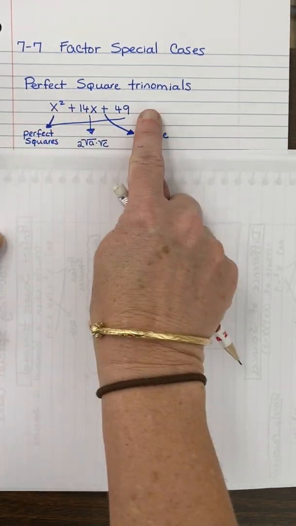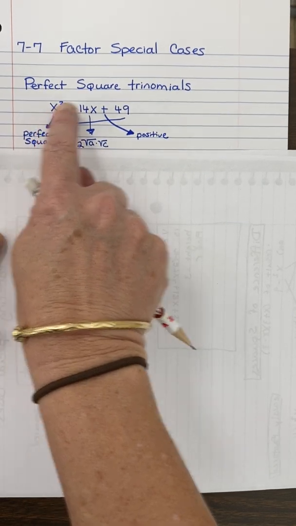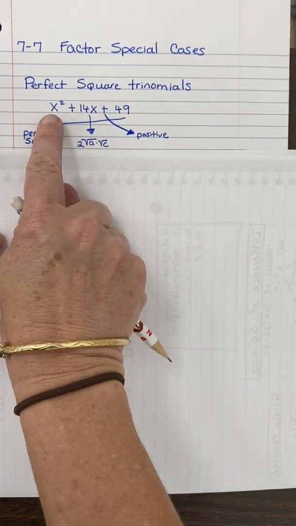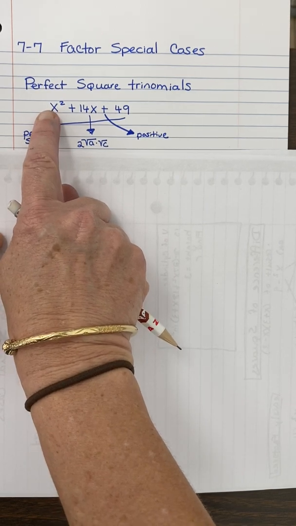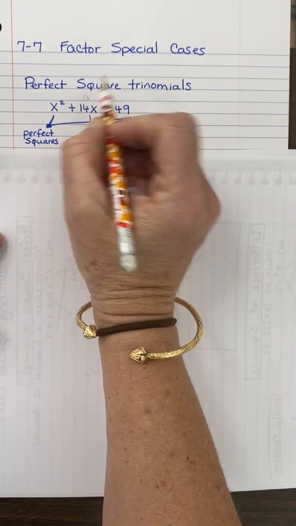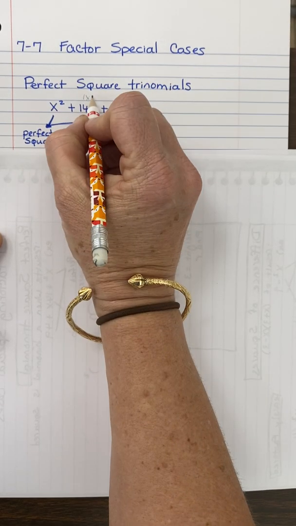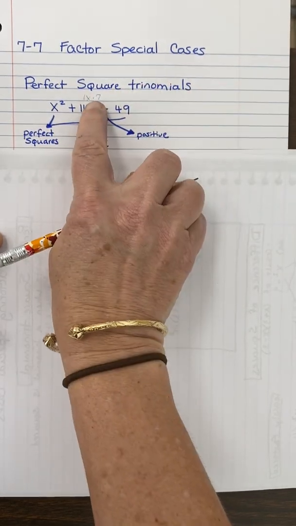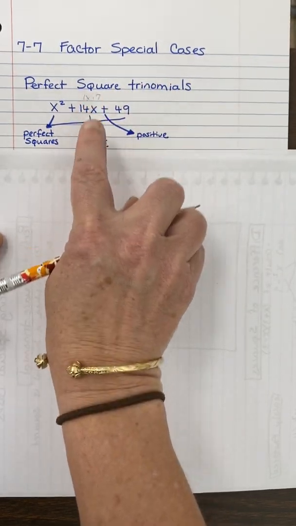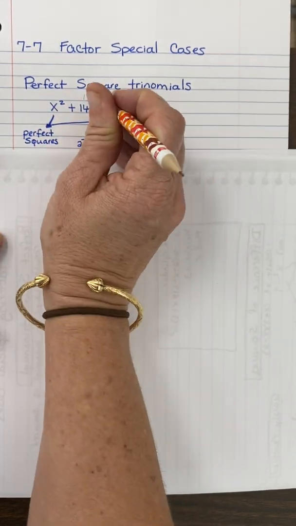So to see if it's a perfect square trinomial, I basically start off and say, is that a perfect square? Yes. Is that a perfect square? Yes. Then I square root. The square root of 1x squared is 1x, times the square root of 49, which is 7, which gets me 7x. I double it, it gets me 14x. So this is an example of a perfect square trinomial.